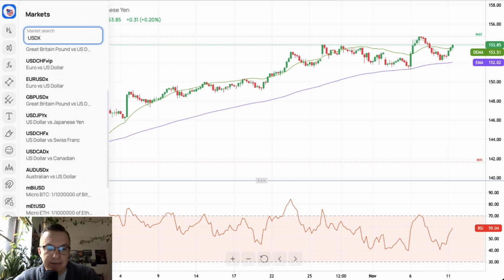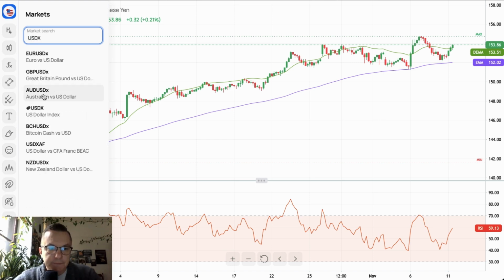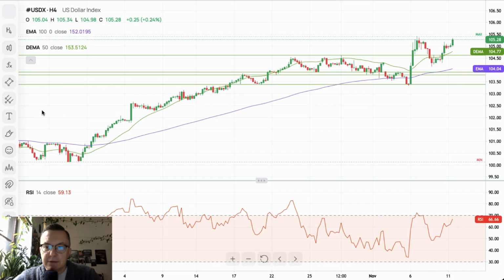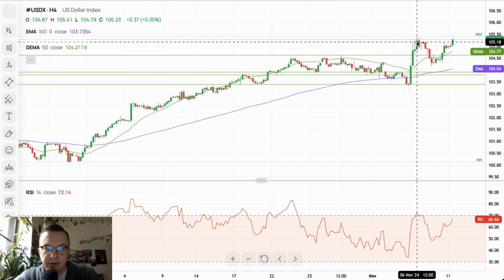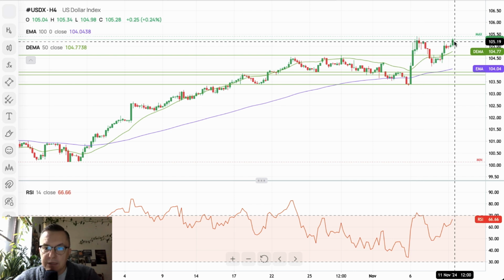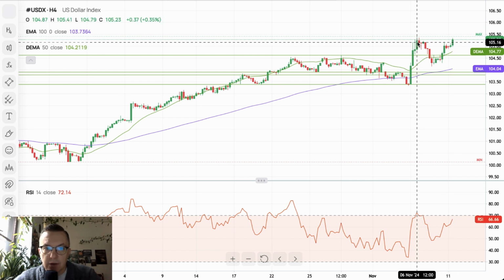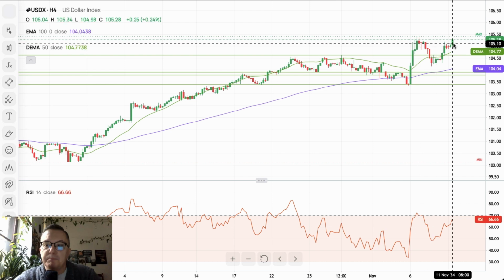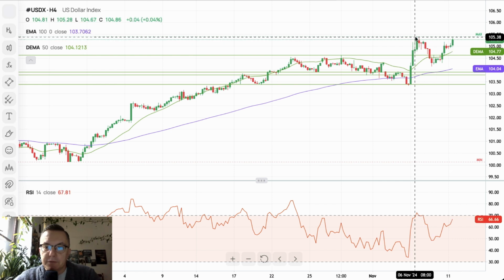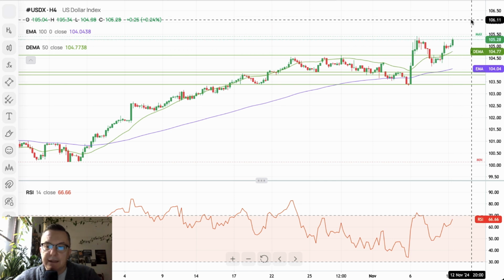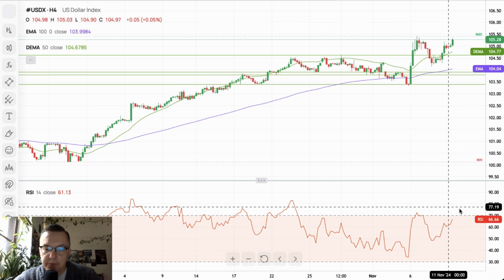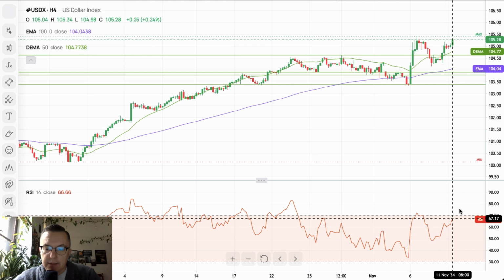What is the US dollar index doing? Let me just find it. US dollar index. There you go. The US dollar index is on its way to break above 105.41, the swing high from November 6th. Current level is 105.31, so it's only roughly 7 pips away from the highs. If the high is violated, of course, then the uptrend should continue up to the extremely overbought conditions.